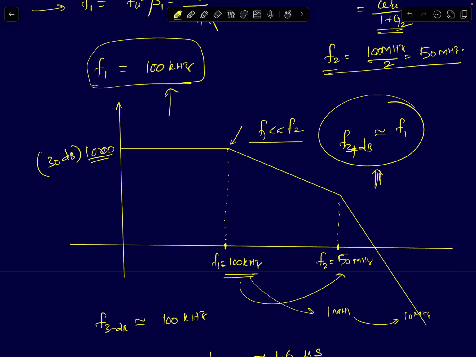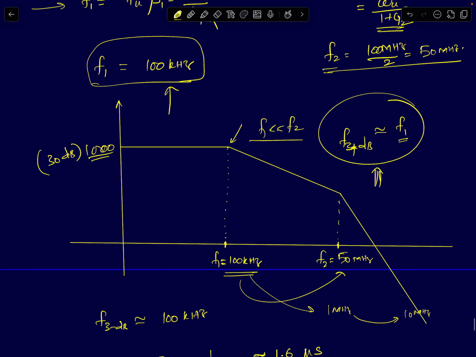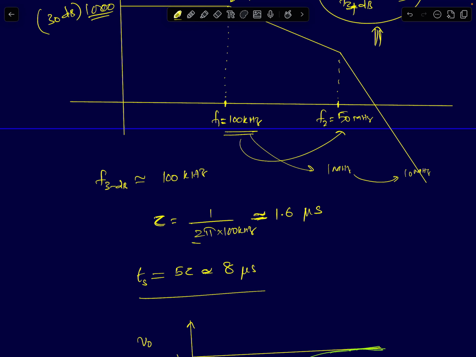If you recall the results from the previous lectures on the frequency response of instrumentation amplifiers, we argued that the 3 dB bandwidth will always be lower than the lowest of the 3 dB bandwidths of the 2 stages. In this case, F1 is more than 2 orders of magnitude lower. So we can easily assume that the 3 dB bandwidth will be very close to F1 itself. So the time constant is simply given by 1 by 2 pi F1, which is 1.6 microseconds. So the settling time is roughly 5 time constants, which is 8 microseconds.